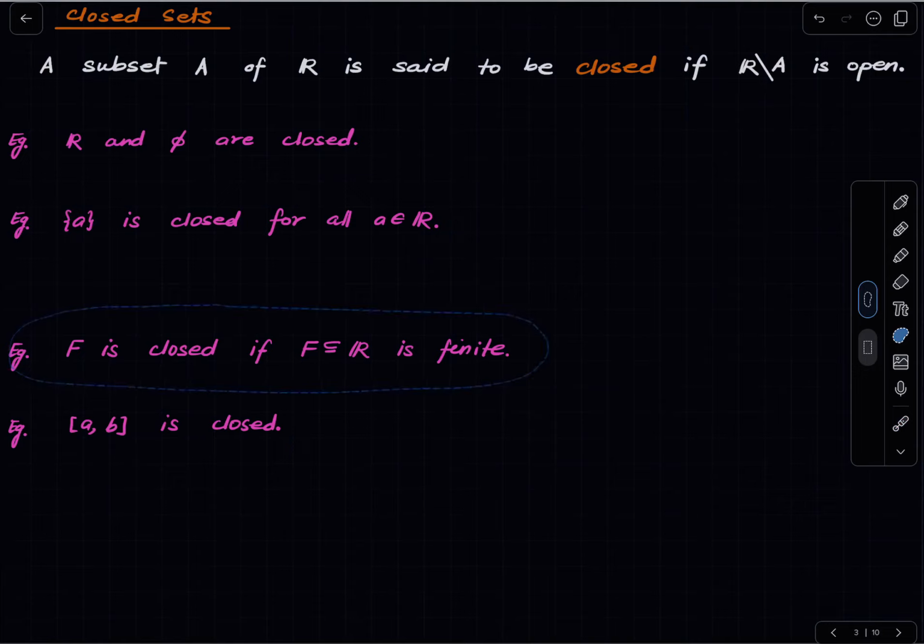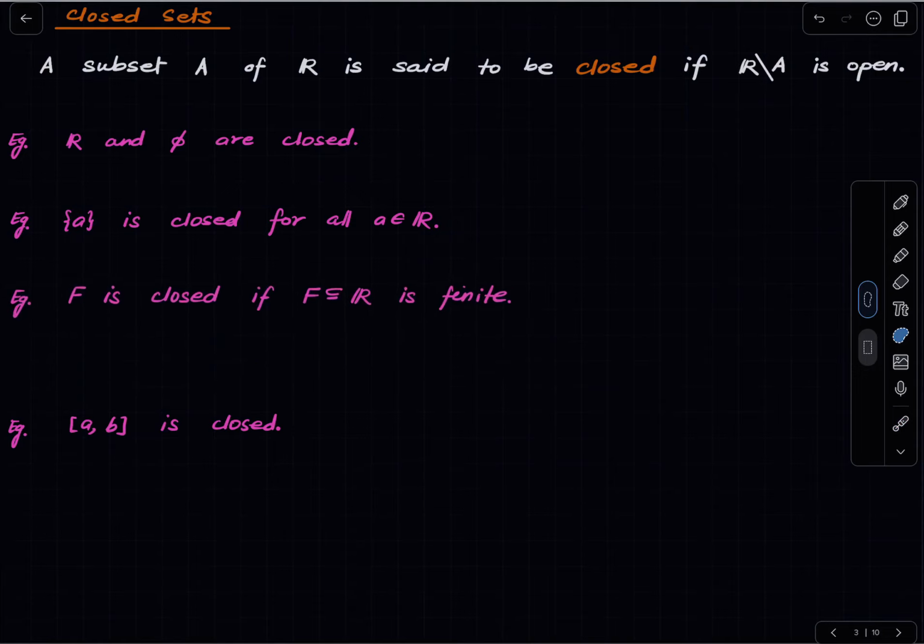A similar reasoning will show you that any finite subset of reals is also a closed set. So try to prove this formally, but of course start with, let's say, the size of F being 1, which is the previous example. If the size of F is 2, you can again work it out, and from there you can build a general proof. This is a nice fact that every finite subset of the reals is a closed set.